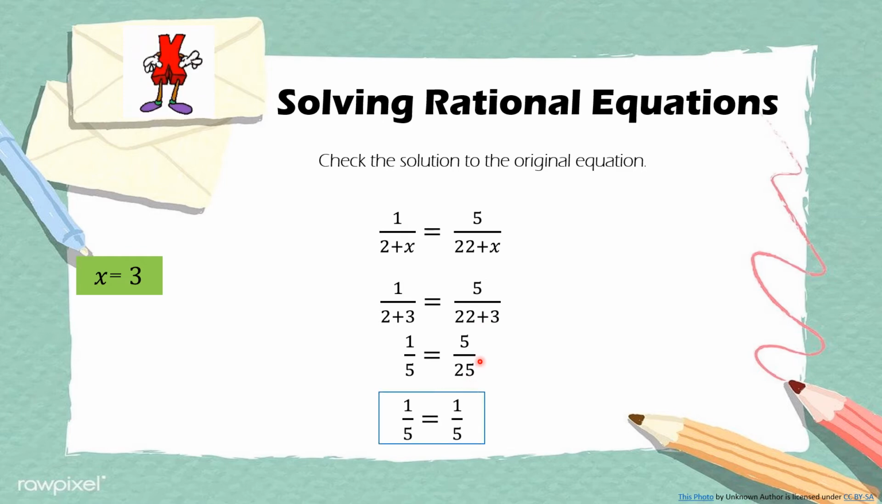And we know that the lowest term of 5 over 25 is 1 over 5. As you can see, both sides of the equation are equal. Therefore, 3 is a correct solution for this given rational equation.